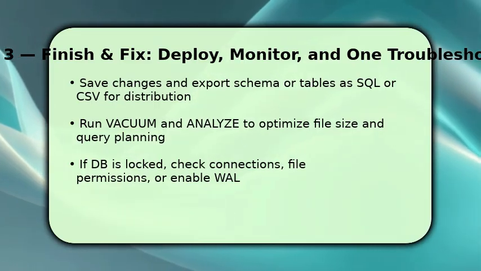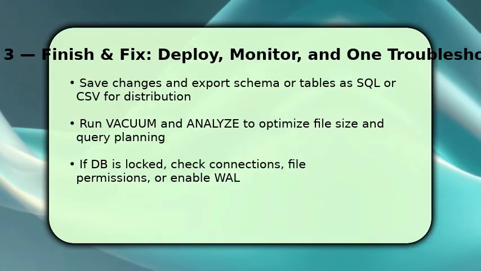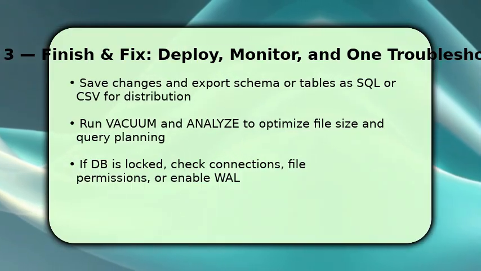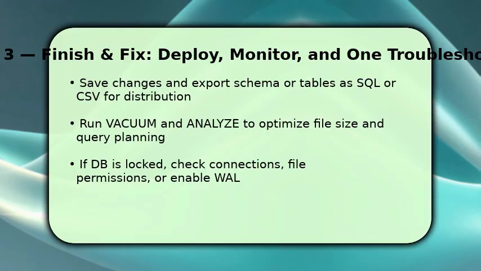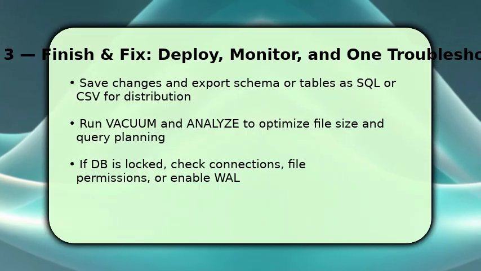If something goes wrong, for example, the database is locked or writes fail, check for other open connections, verify file permissions, or enable WAL mode to reduce locking. These steps resolve most access problems quickly.